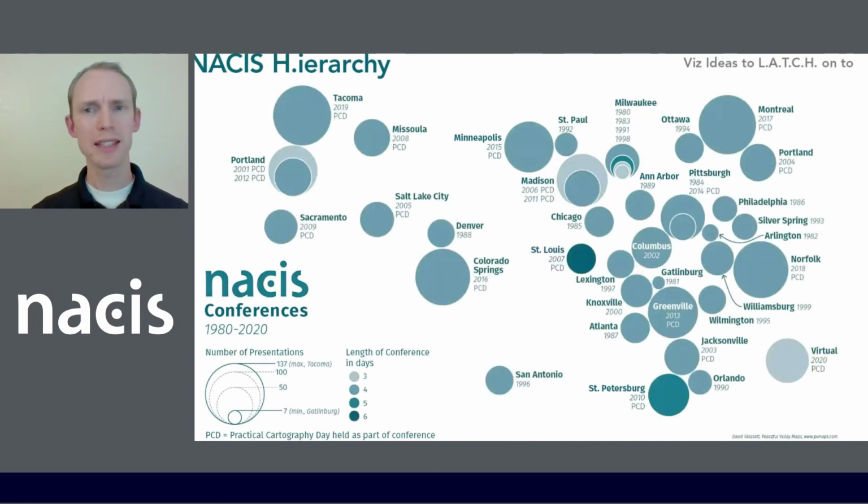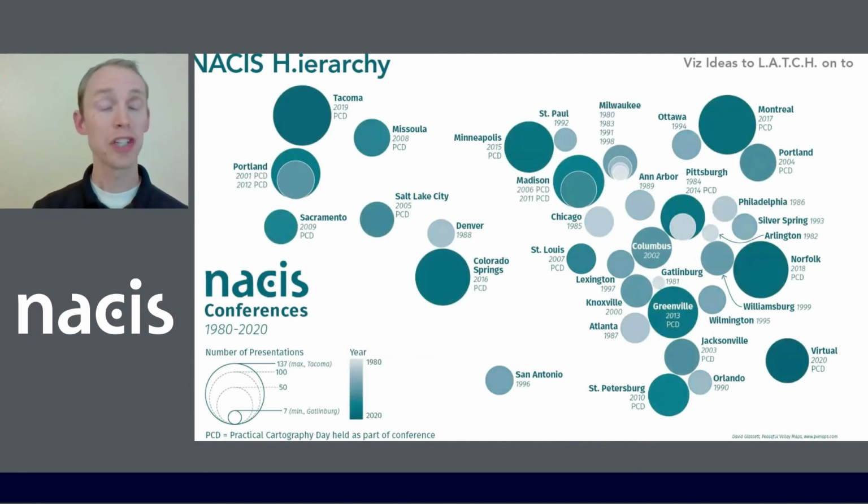Now we'll just slightly change this, and we'll go to kind of a monochrome scheme. So the color now is length of days of conference. Number of presentations is still the same, and so is location. Now we'll change the color to, instead of being the length of the conference, when the conference started by year. So the lighter color is the earlier conferences, and the darker color are the later conferences.